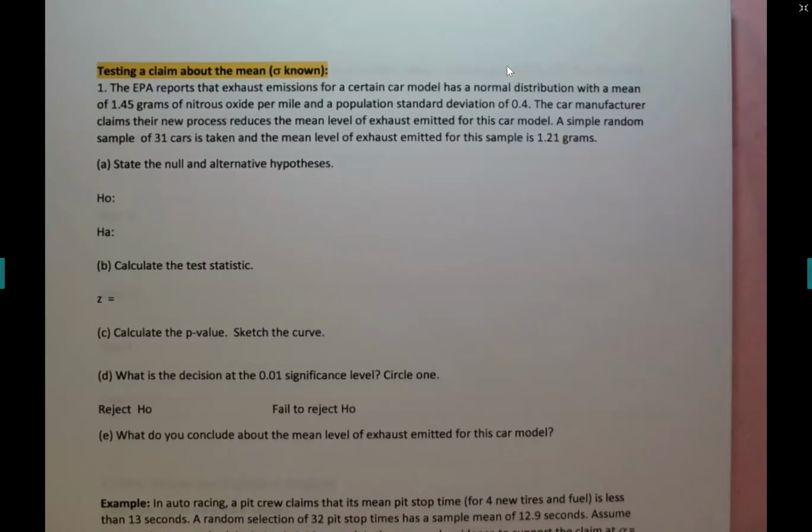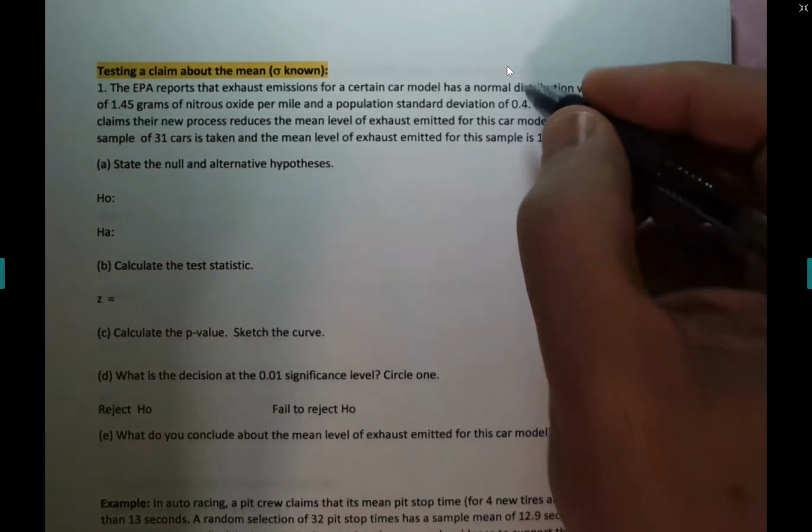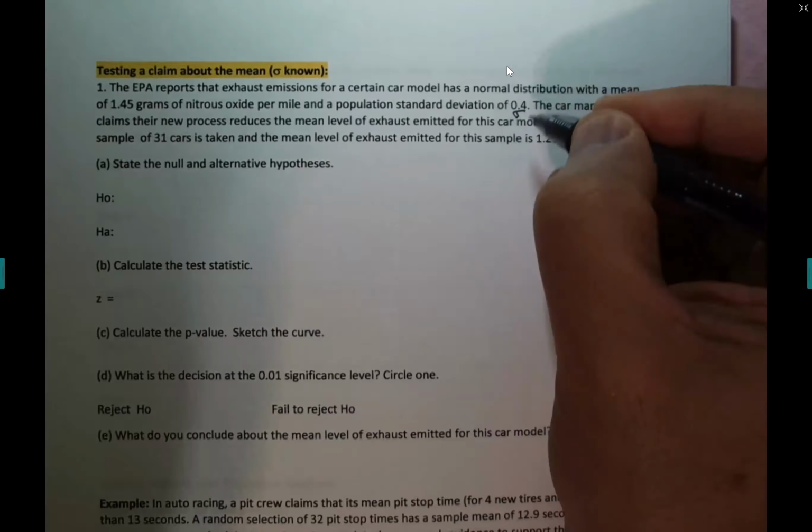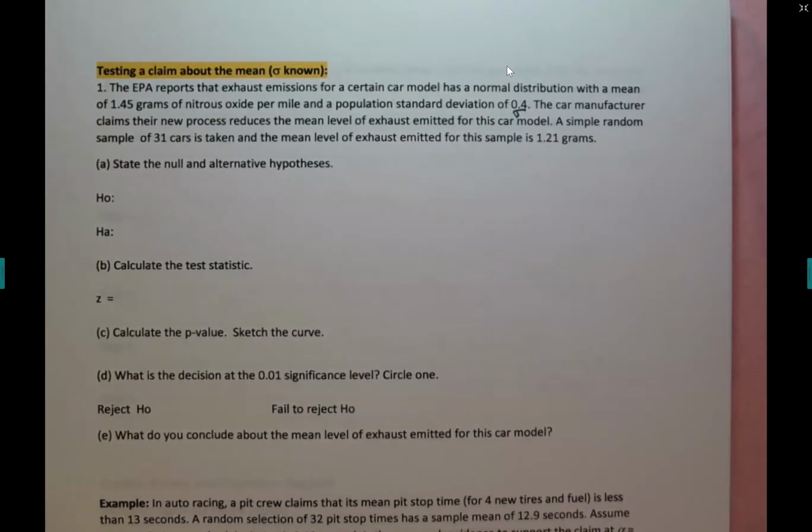The EPA reports that the exhaust emissions for a certain car model has a normal distribution with the mean of 1.45 grams of nitrous oxide per mile and a population standard deviation of 0.4. So sigma, guys, is 0.4. The car manufacturer claims that their new process reduces the mean level of exhaust emitted for this car model. So that means they go below the average.